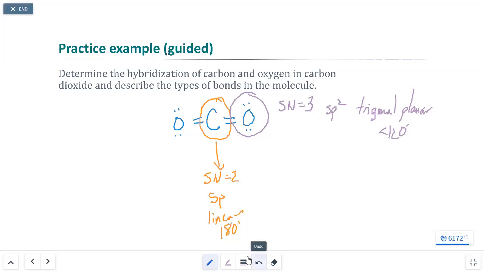Now, in terms of the types of bonds here, we know that there are 4 bonds in total. We can count them: 2 to the one oxygen, 2 to the other. We know, because there are 2 atoms here, that 2 of those bonds are sigma. Sigma to the left, sigma to the right. Simple subtraction will tell us that naturally the other 2 have to be pi bonds. The other way we can do that is we could count it. I see that I have 2 double bonds there, so that would mean I'd have 2 pi bonds as well.